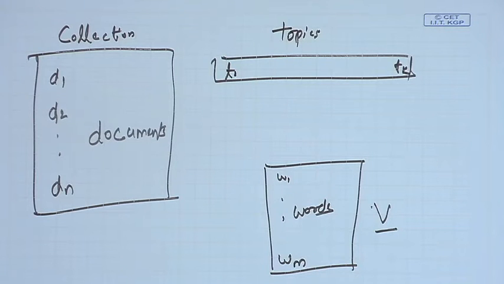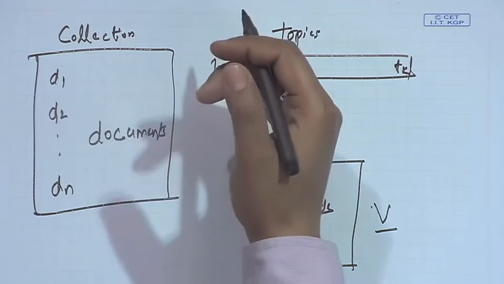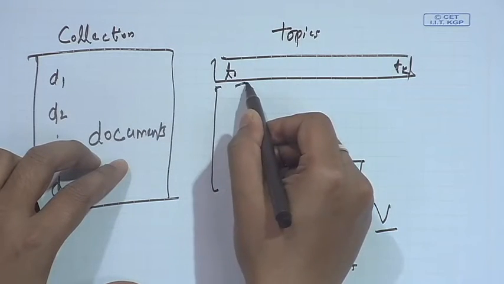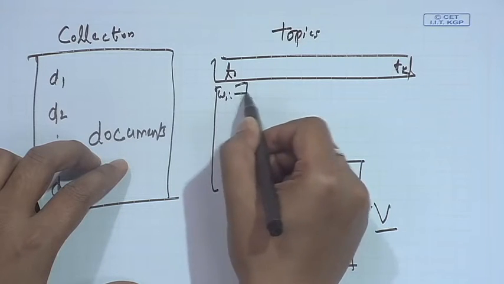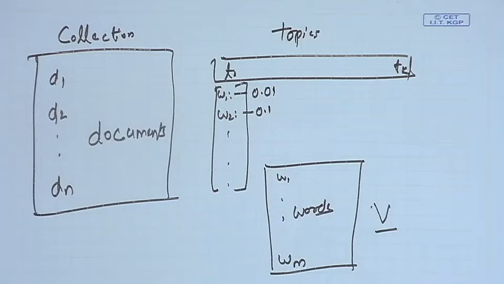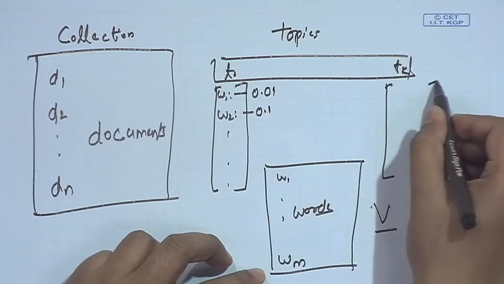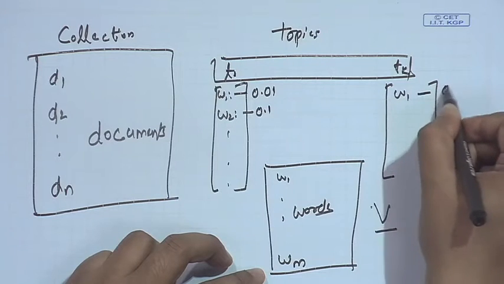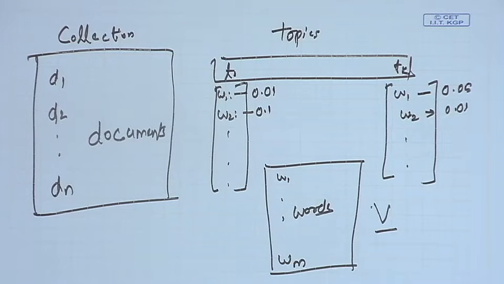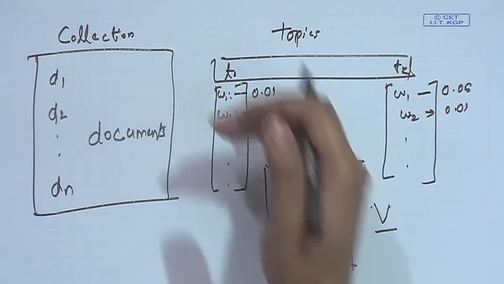Now, what do topic models say? Topics are nothing but probability distributions over words. So T1 would be something like a distribution: word 1 comes with a probability of 0.01, word 2 with a probability of 0.1, and so on. Similarly, Tk will again be a probability distribution: word 1 with a probability of 0.05, word 2 with 0.01, and so on. The idea is that there will be different sorts of themes. So topics are defined by probability distributions over words.